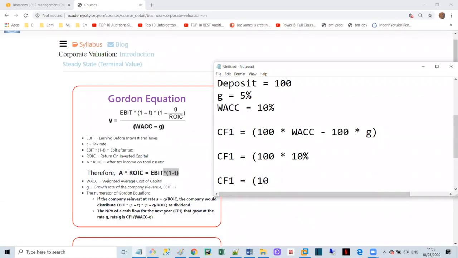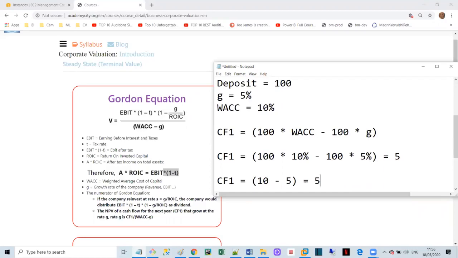But I don't want to take the whole 10 out. I just want to take 100 times G. G in our example is 5%. So I have to keep 100 times 5%. That means that I'm keeping in my bank account 5, and how much I can take out of my deposit, that will be 5. So far so good? Everybody happy? Yes. Okay, that makes sense.